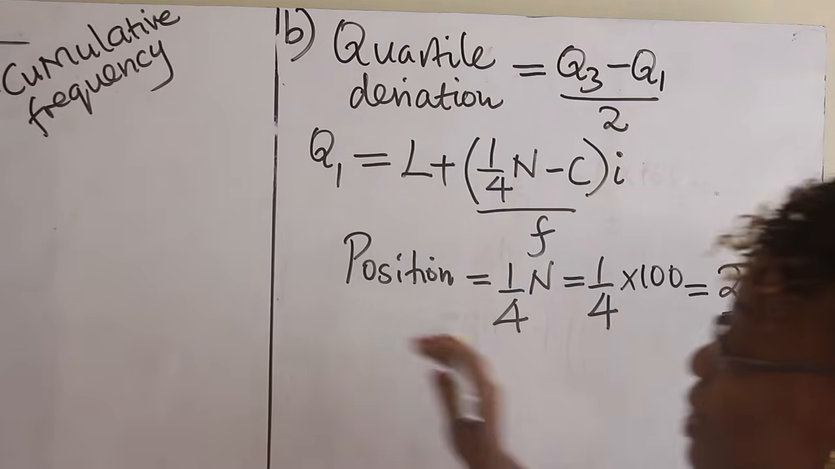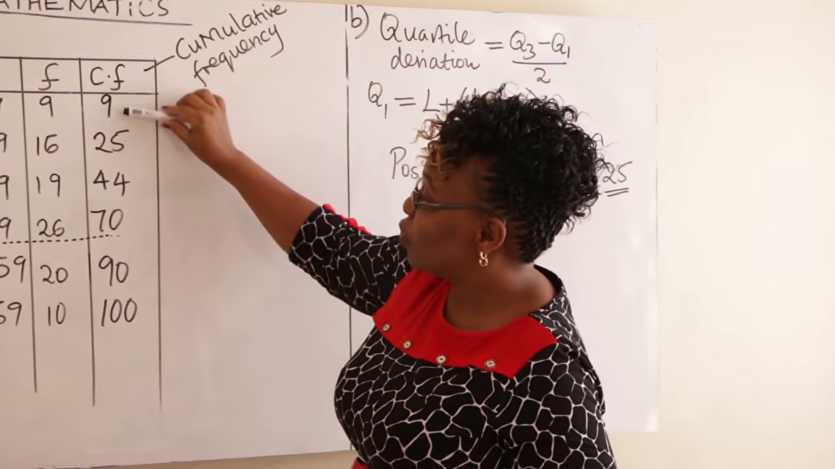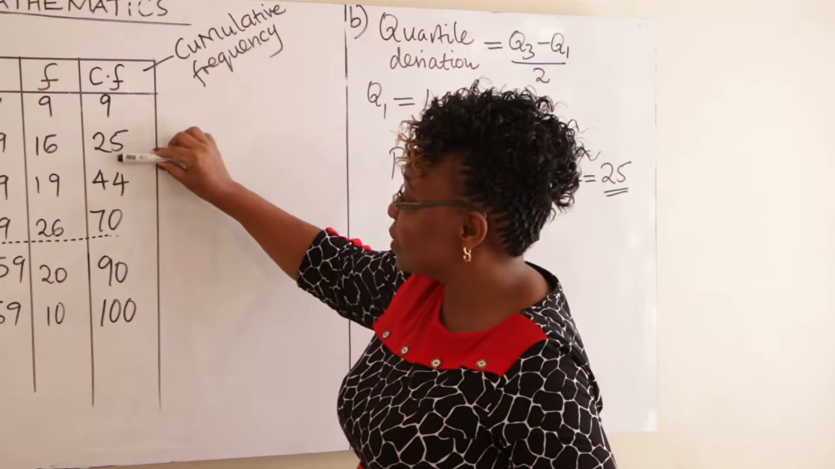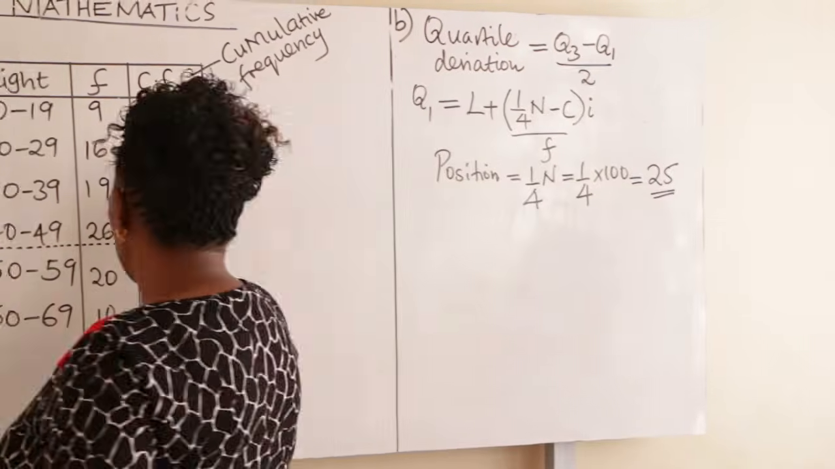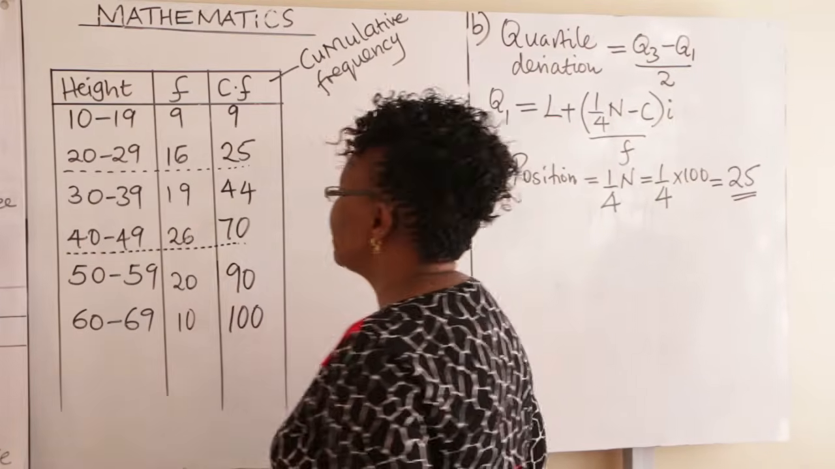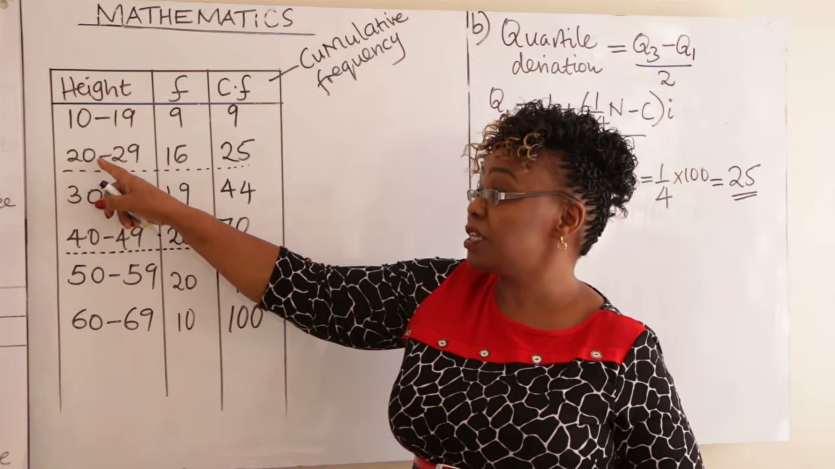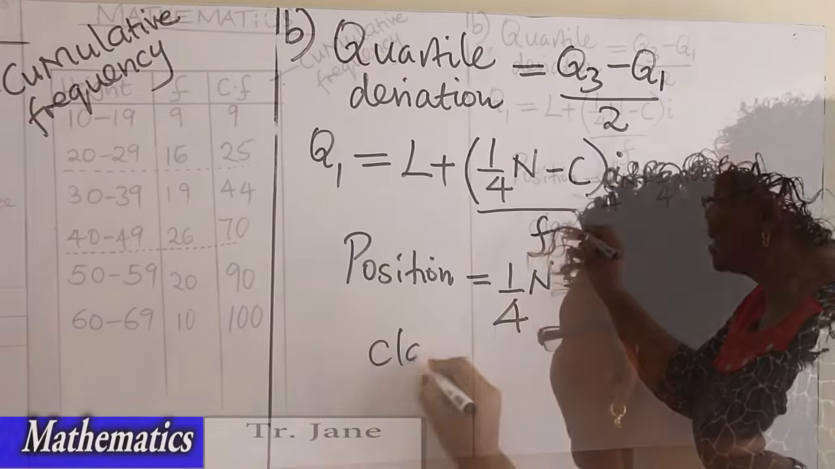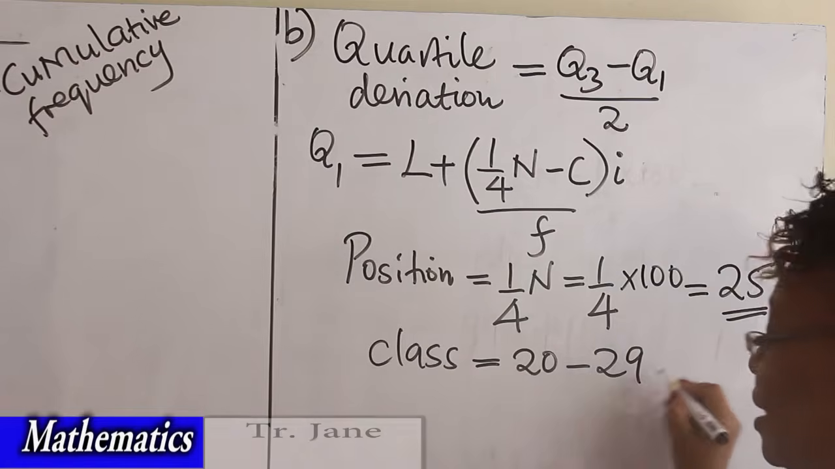Therefore, with that, you go to your frequency distribution table. Go to the column of cumulative frequencies. Check for 25. This is 9, this is 25. Come and underline this. It means that you are going to deal with this class. Your lower quartile falls under that class, and therefore the class is 20 to 29.